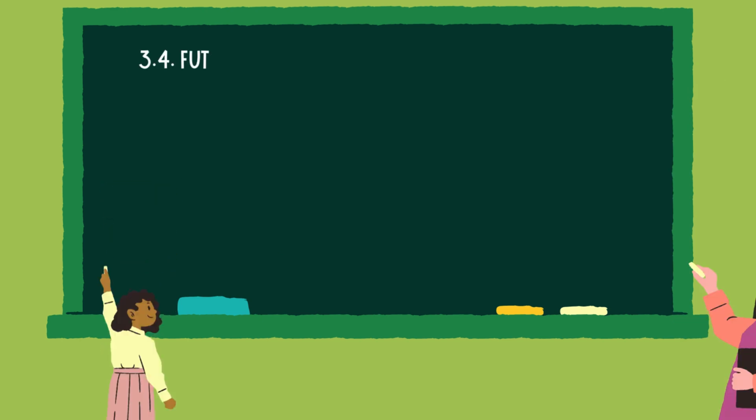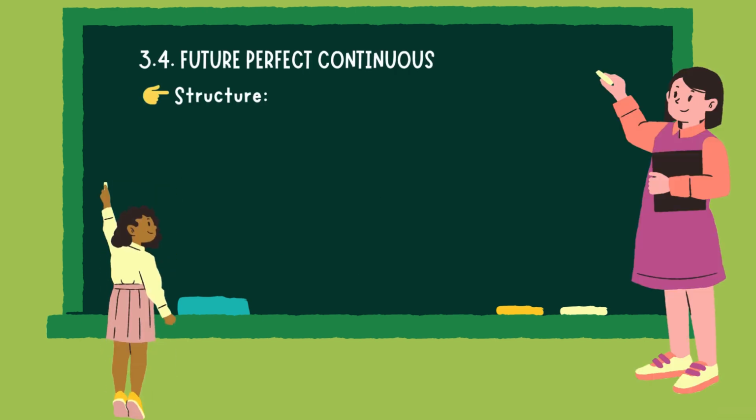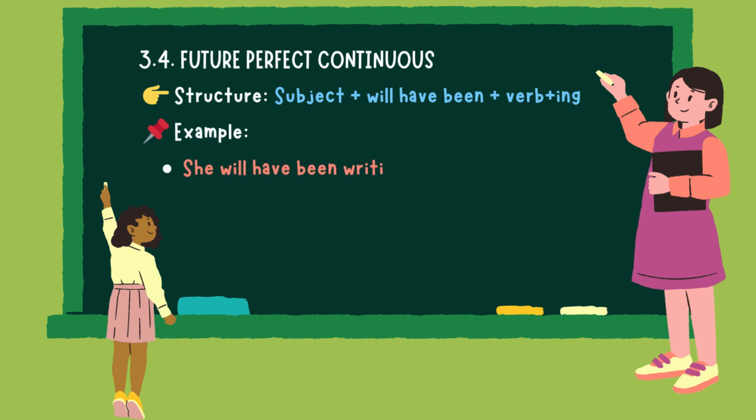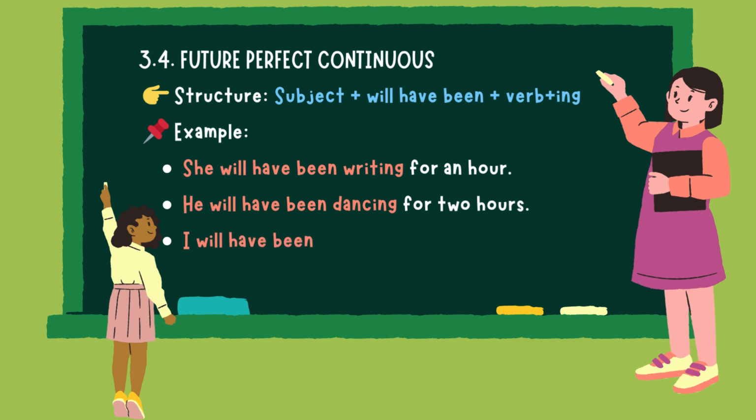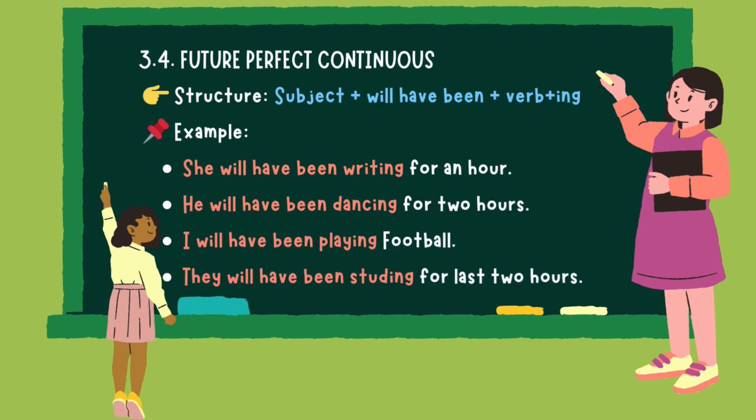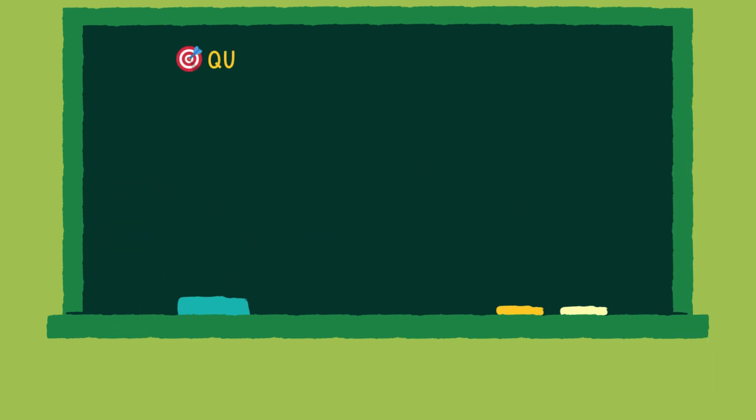3.4, future perfect continuous. Structure: subject plus will have been plus verb-ing. Example: she will have been writing for an hour. He will have been dancing for 2 hours. I will have been playing football. They will have been studying for the last 2 hours.